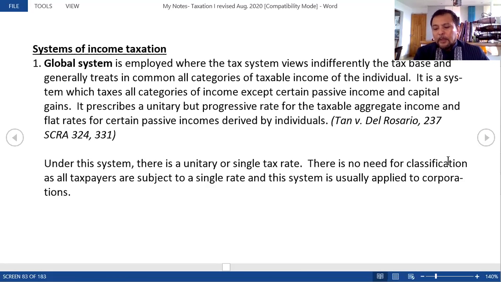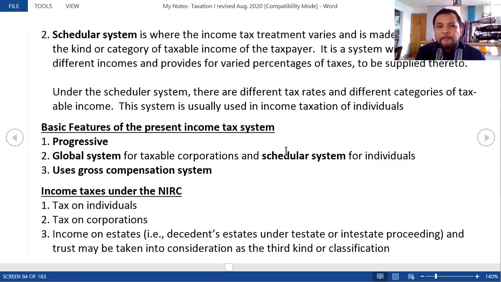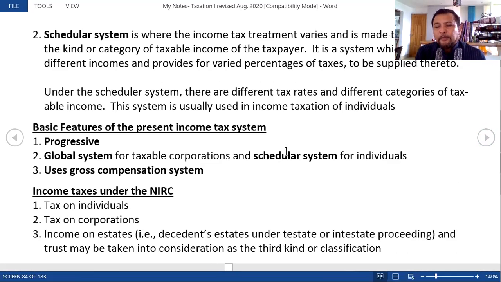So before, in the first half of 2020, from January 1 to June 30, the corporation's tax rate is 30%. But with the new CREATE law, which is the second installment of the TRAIN law, another tax rate for corporations effective July 1, 2020 is being imposed, and that is only 25%. So a 5% reduction is enjoyed now by corporations. And that will be good until 2023 because starting 2023, the corporation rate shall reduce 1% every year until it reaches 20%.